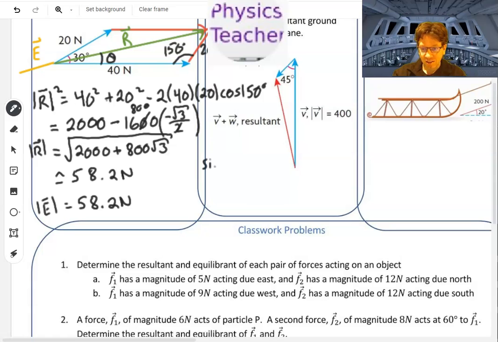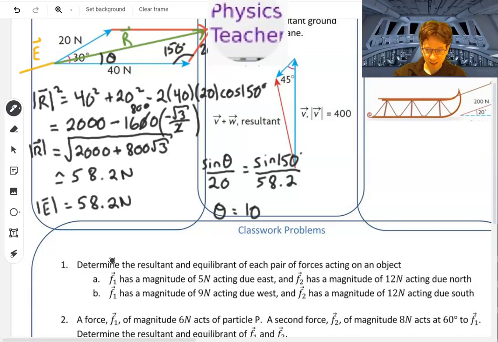So the sine of theta over that opposite 20 equals the sine of 150 over the opposite R, which we know the magnitude now to be 58.2. Rearranging and taking the inverse sine, I'm just going to do that in one step because I'm running out of room, and I'm assuming you guys can do that. You get 10 degrees. So what you can say now is the resultant vector is 10 degrees from the 40 Newton vector, and that would make this 20 degrees from the 20 Newton vector.